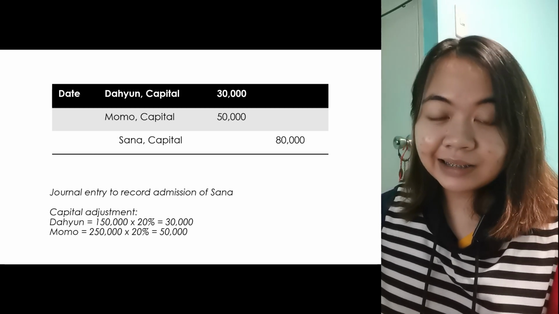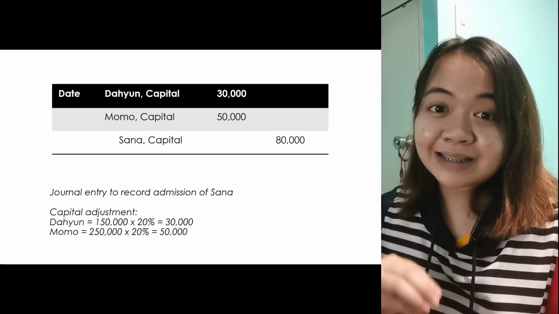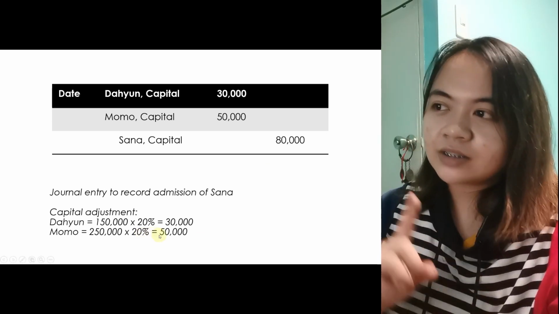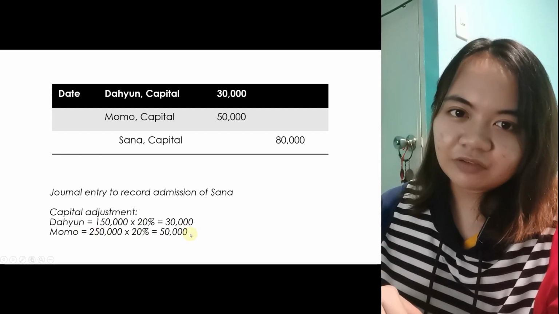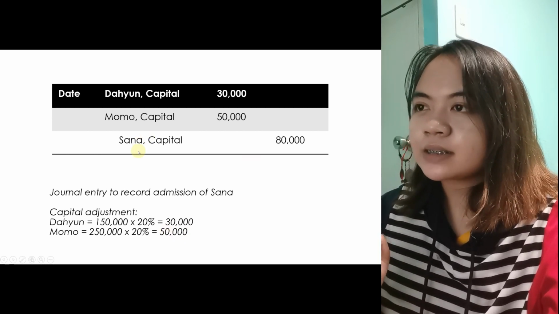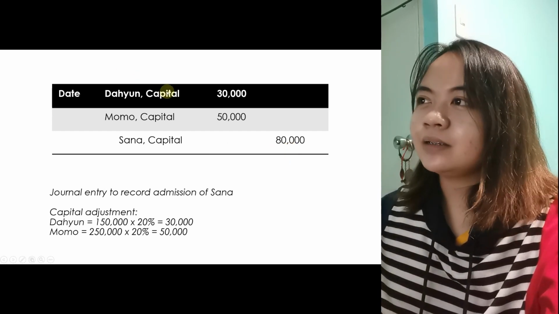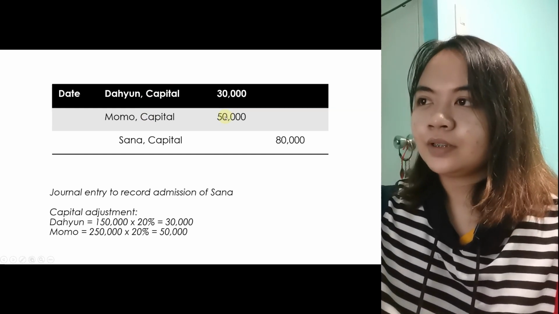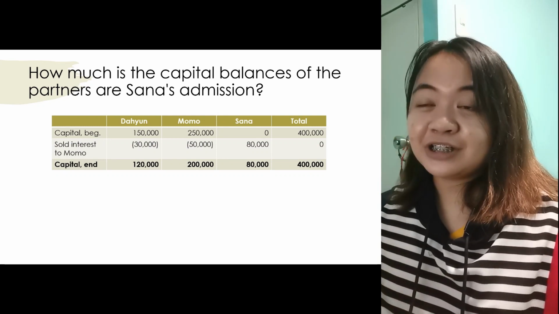20% daw ang binili ni Sana sa capital balances ni Momo at ni Dayon. So, kunin mo na yung adjusted balance ni Dayon at ni Momo. Okay, si Dayon ay 150 times 20%. So, ang binili ni Sana is 30. And then, kay Momo is 250 times 20%. Ang binili niya is 50. Okay. So, ang total niya, 80,000. So, you credit Sana's capital by 80,000. Then, you deduct yung mga binili. Siyempre, debit mo kay Dayon, kay Momo. 30 kay Dayon, kay Momo ay 50. So, ganun lang.